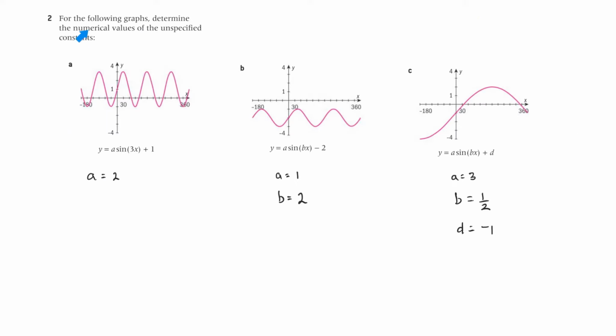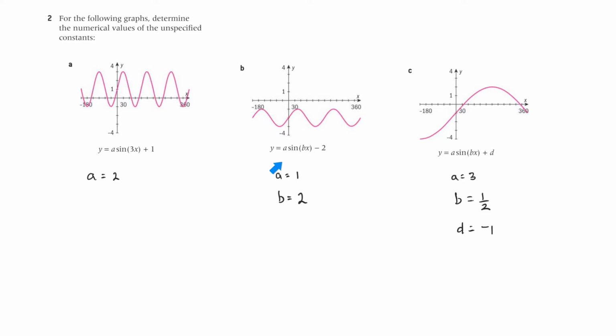Question 2: for the following graphs, determine the numerical values of the unspecified constants. So we have to find A here. Remember, A is the amplitude. We have to find the center line. The center line looks like it's that line there, y equals 1. We know it is because that's plus 1, and that's the vertical shift. The distance between the center line and the highest point is 2. And just to double check, the center line to the lowest point is 2, so A is 2.